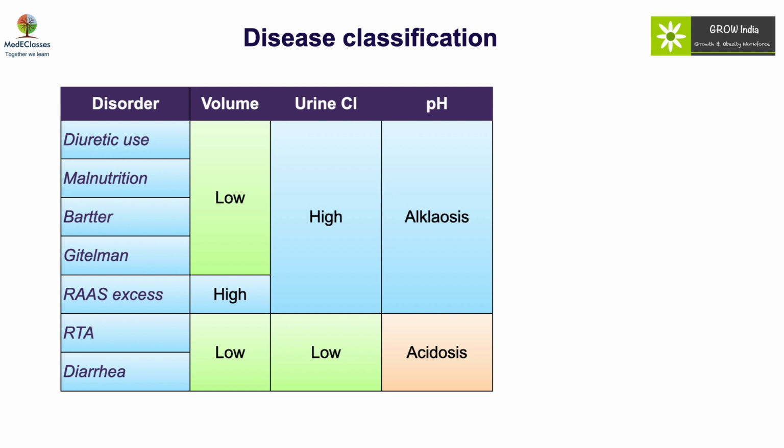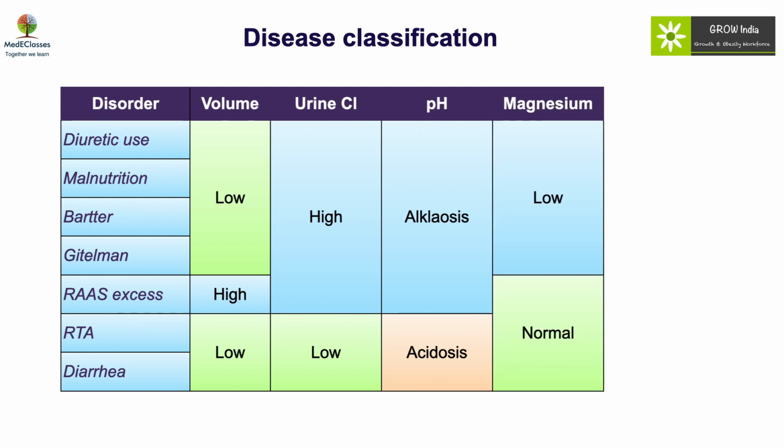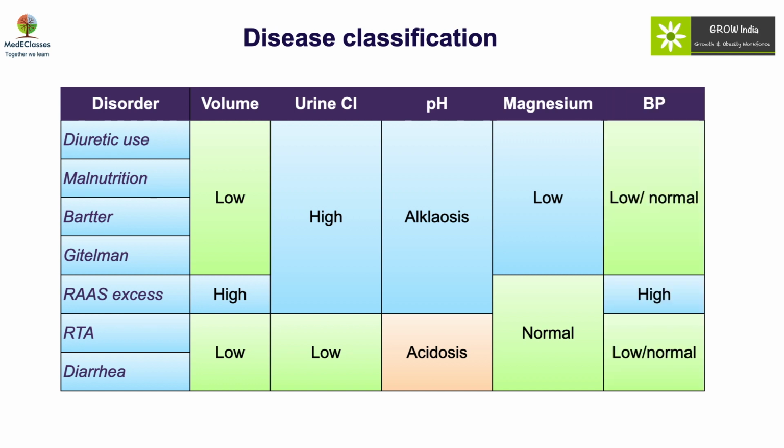Acidosis, again in hypokalemia, indicates renal tubular acidosis and diarrhea, while hypomagnesemia may be a feature of malnutrition, diuretic use, or Gitelman syndrome, and if there is hypertension, there could be a RAS excess. So urinary chloride, volume, pH, magnesium, and blood pressure are the most important workup to look at in this perspective.